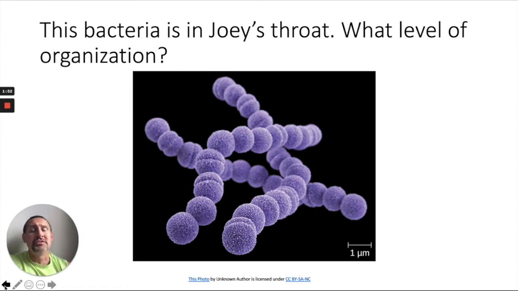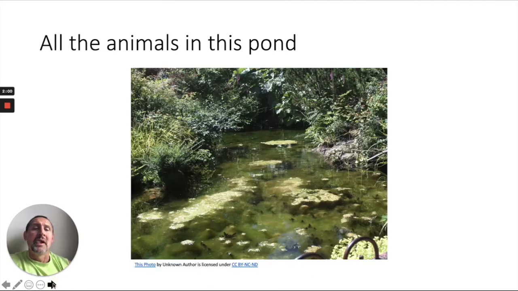Bacteria are in fact organisms. So all of those similar bacteria in Joey's throat make up a population. So this is a population of bacteria in Joey's throat. The animals in this pond means that there's more than one kind of animal. There's frogs, there's turtles, there's fish. That makes it a community.